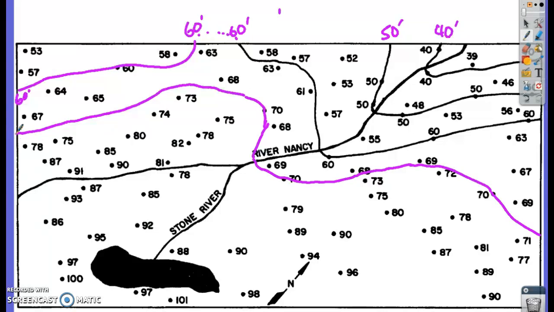And come off the page somewhere over here, okay? And then we need to label it a 70-foot line. And technically these should be labeled, like I said, on both sides. I just have a hard time doing it.